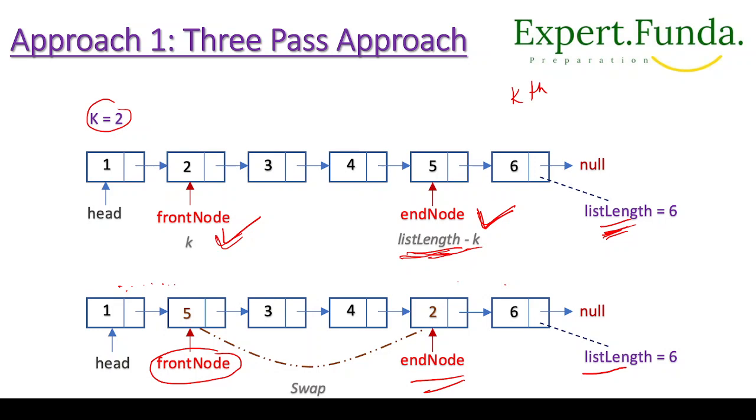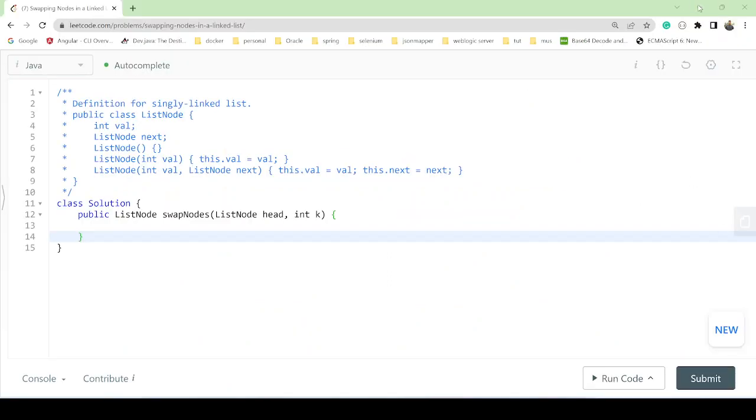So we have our front node and end node, and then we do the swapping of the front and the end using a temporary variable, and we return the head. So let's go to the browser and do the implementation, so it will become a little easier for you to implement this. Let's continue on the browser side.